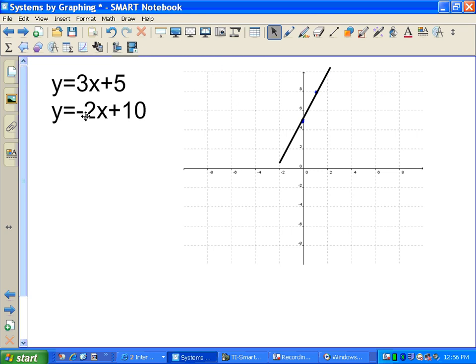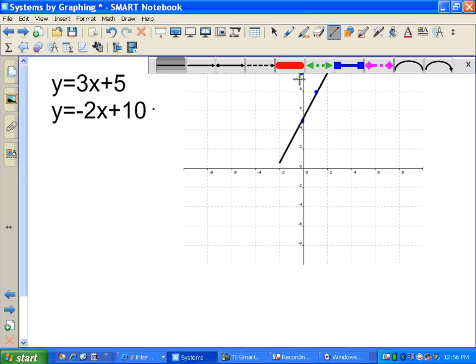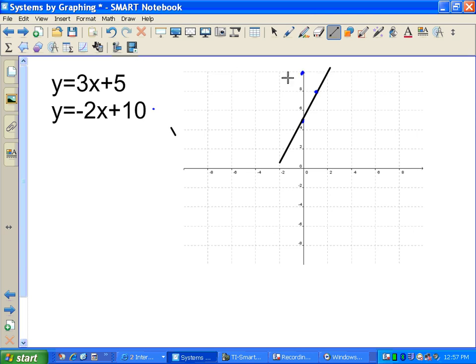The next one, negative 2x plus 10. We're going to start up at 10, my intercept. We're going down 2 over 1. Hey, same sort of place. Looking like we'll get an intersection on this one. Let's see. Maybe it's right about there. Looks like maybe about 1 comma 8 if I had graphed these right.